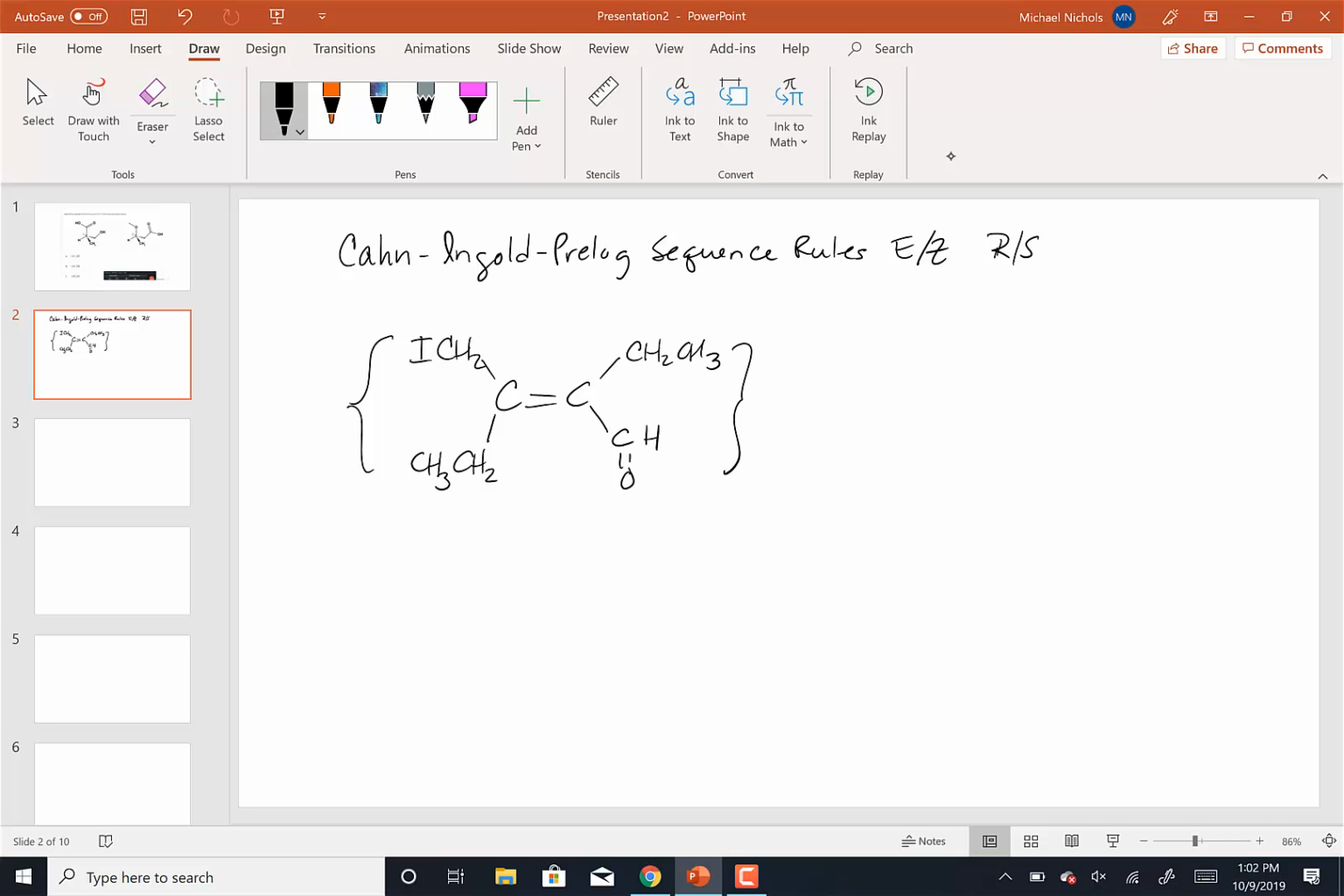When we go to R and S, we're going to take all 4 groups and judge the priorities from 1, 2, 3, and 4. What I don't want to confuse, and I'm going to invite confusion by saying this, is that in E and Z we only do 2 at a time. I'm only going to do these 2 and then these 2, the high priority groups. I'm not doing all 4. I'm just doing them 2 at a time to create a cis-trans-like system.